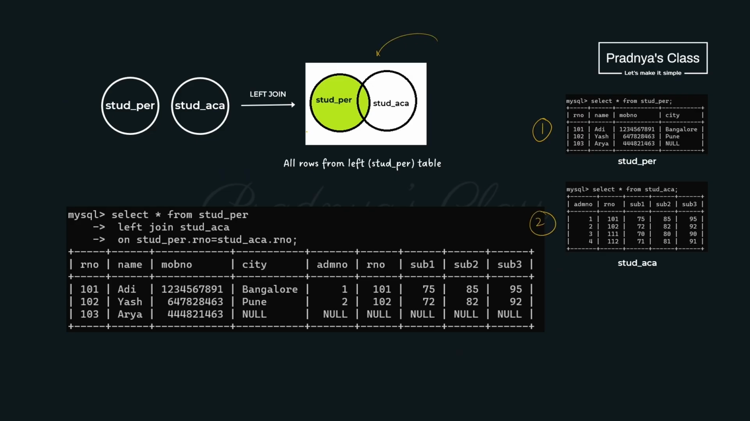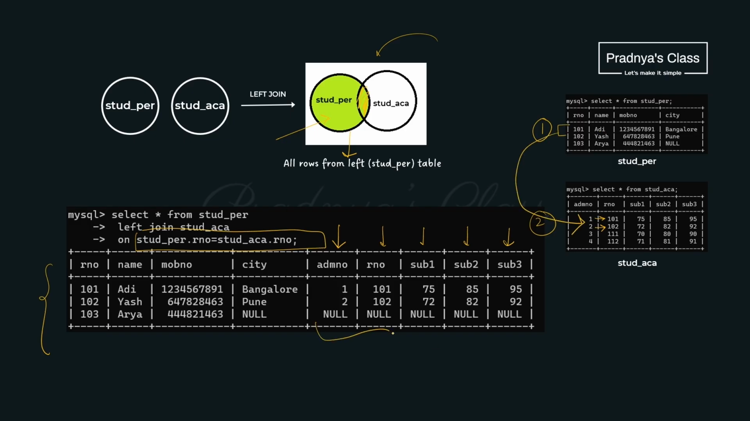Look at this diagram. All the records from the left table will get considered and only the matching ones from the right. Here is the query: select star from student personal, left join student academics on student personal roll number equals student academics roll number. Now look at the records, only the matching records will get considered. So here are the columns from the second table: admission number, roll number, subject 1, subject 2 and subject 3. For these two records we had values, that's why we got them.